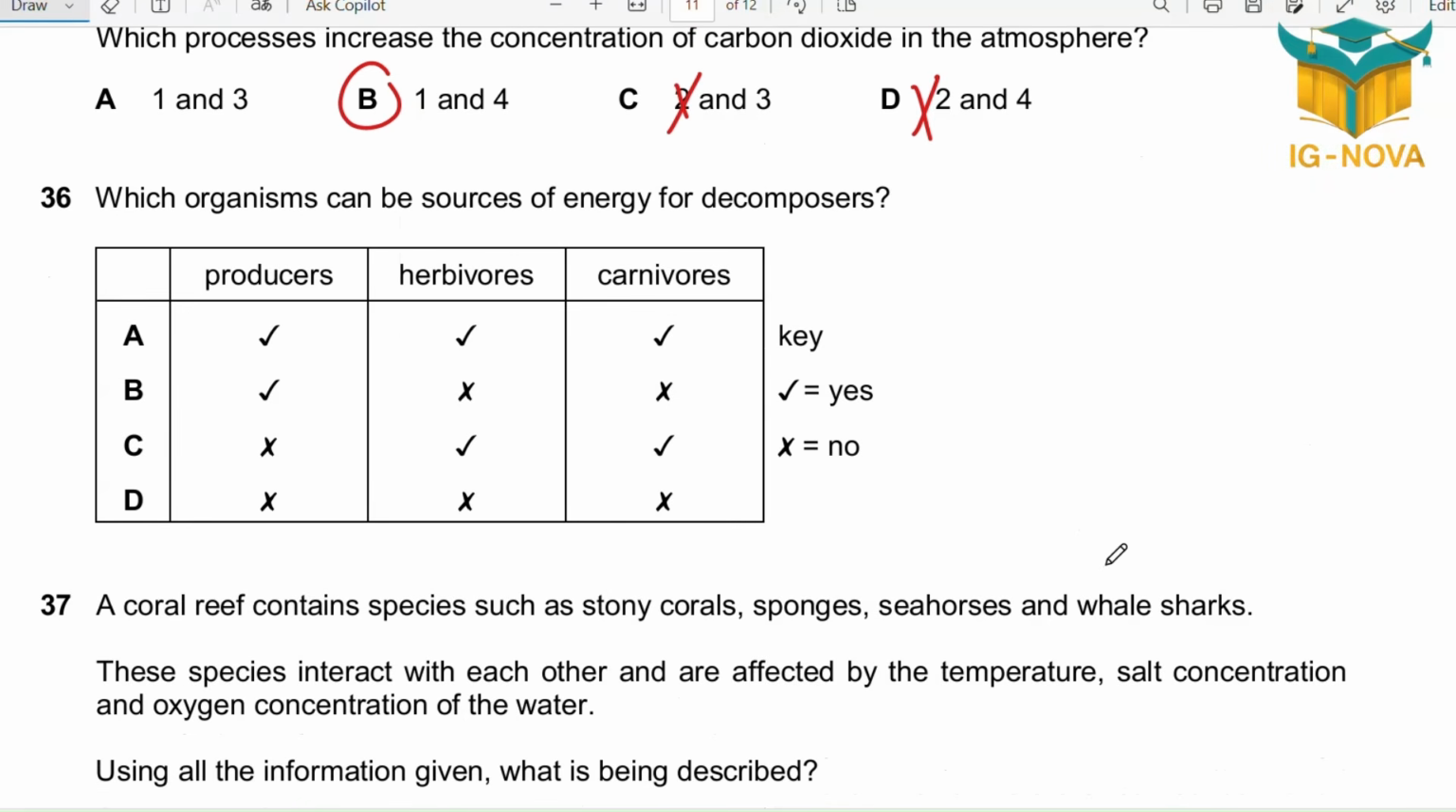Which organism can be a source of energy for decomposers? Decomposers have access to all of them: producer, herbivore, carnivore, it doesn't matter.